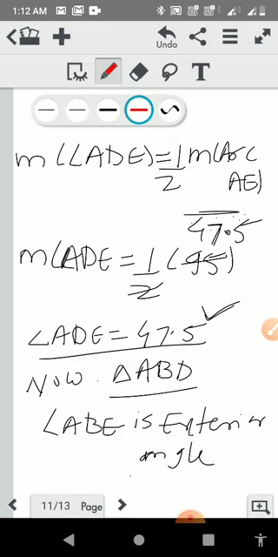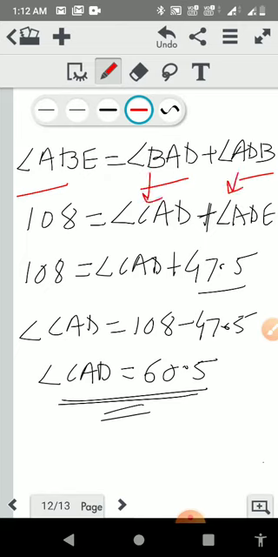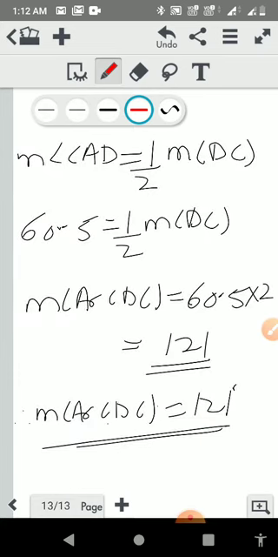Once I get ADE, I can use triangle ABD, in which ABE is the exterior angle of that triangle. Then I can write ABE equal to BAD plus ADB, and I can write BAD as CAD and ADB as ADE. Out of these three, ADE and ABE are with us, so I will get this angle CAD. Once I get CAD, again I will use the inscribed angle theorem: the measurement of angle CAD equals half the measurement of arc DC. Therefore, this CAD is known, 60.5. If I multiply it by 2, I will get the measurement of arc DC.